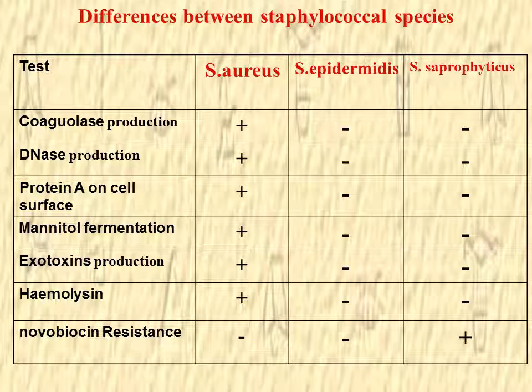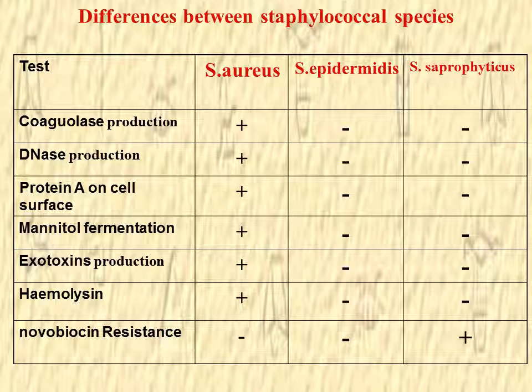How can we differentiate between the different Staphylococcus species? For Staphylococcus aureus, we said that it's coagulase positive. It is also able to produce the DNase enzyme, an enzyme that can break down DNA. It can ferment mannitol, as we said. It produces different types of exotoxins. It produces hemolysin. And it also has an important antigen over its cell surface, which is called protein A. This is specific for Staphylococcus aureus and absent in epidermidis and saprophyticus.